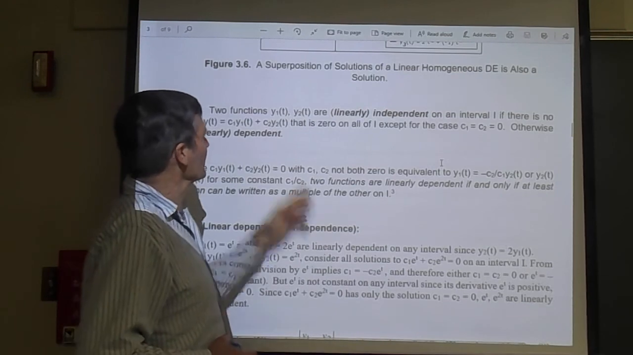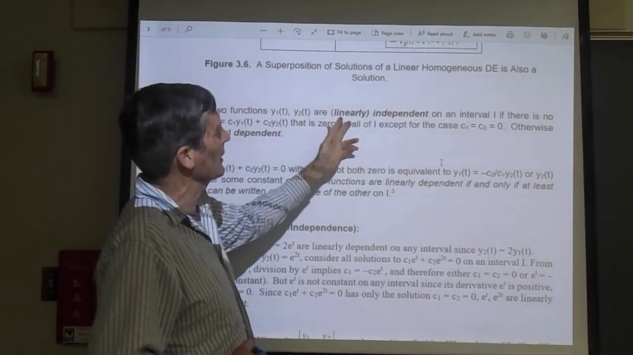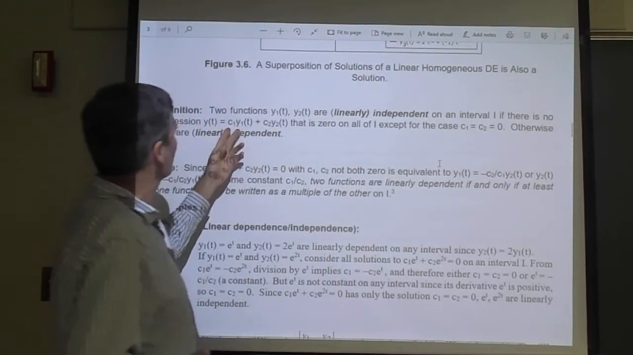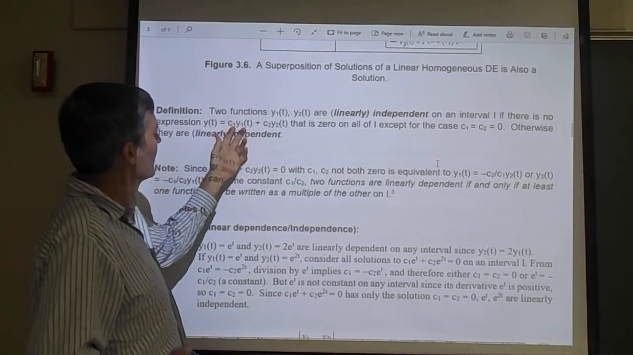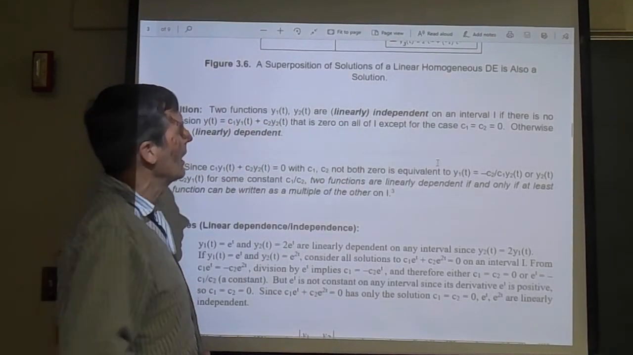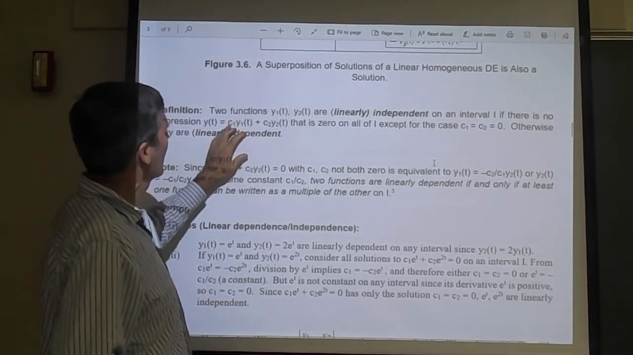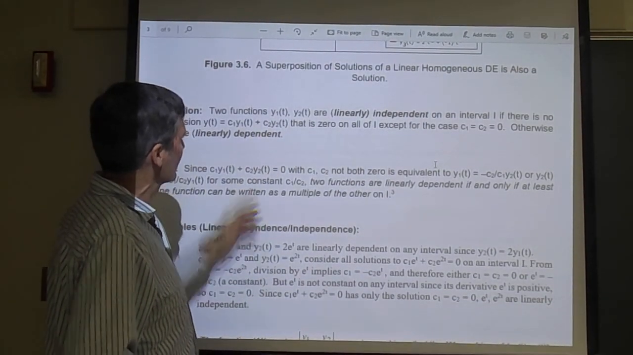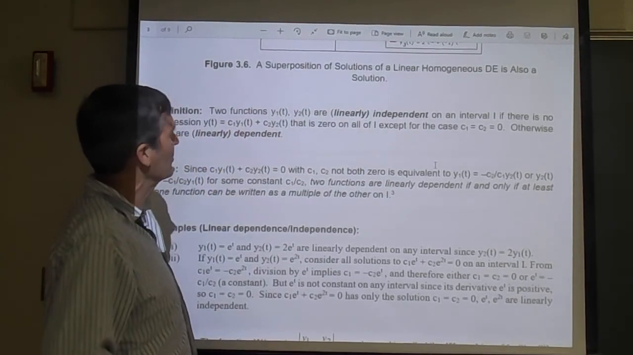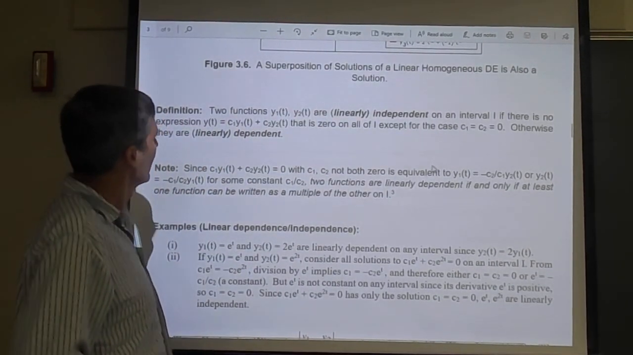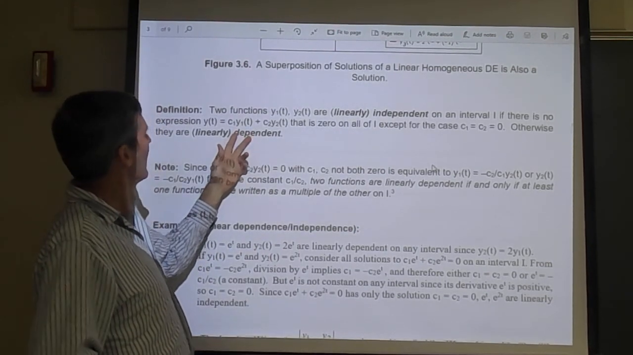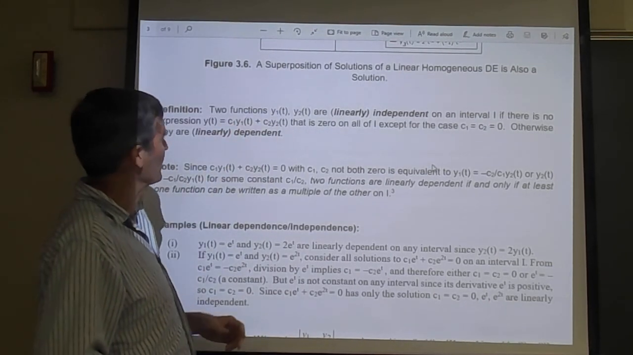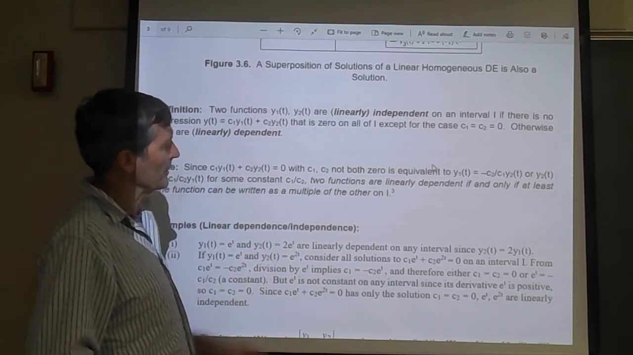Now, we'll say that two functions, y1 of t and y2 of t, are linearly independent, or just independent on an interval I of t values, if there's no expression c1y1 plus c2y2 that's 0 on the whole interval, unless c1 and c2 are both 0. So the only constants c1 and c2 you can put here that make this superposition 0 on the whole interval are c1 and c2 both 0. Then we'll say they're linearly independent. And if you can find two constants not both 0, then you say the two functions are linearly dependent.